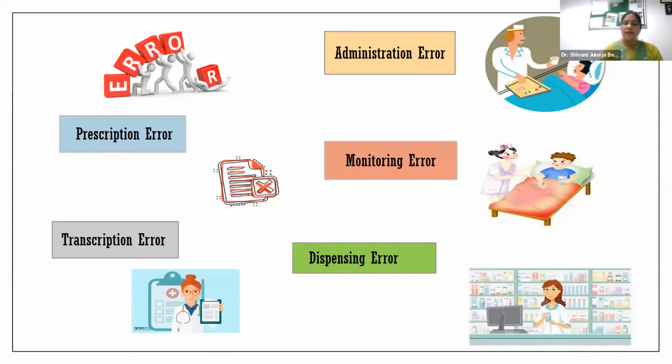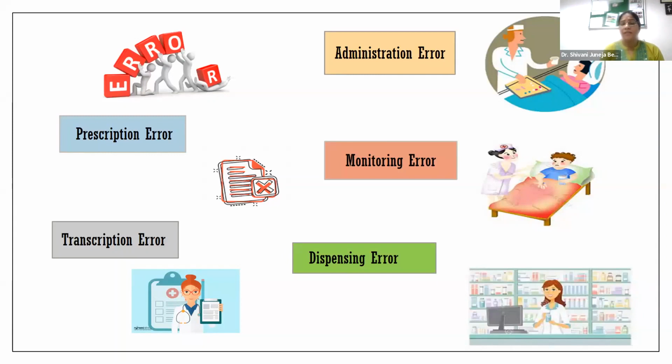Then administration error. This goes in the bucket of nursing, wherein the administration error can be in the form of a wrong drug, wrong dose, wrong frequency. It could be a missed dose, and so many other categories. So these are the common ones which we see.